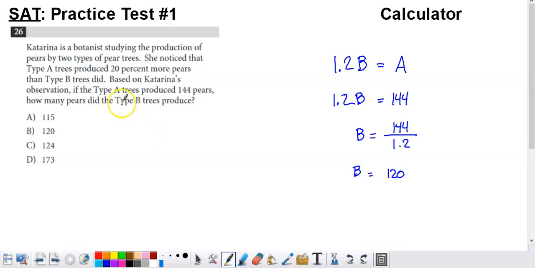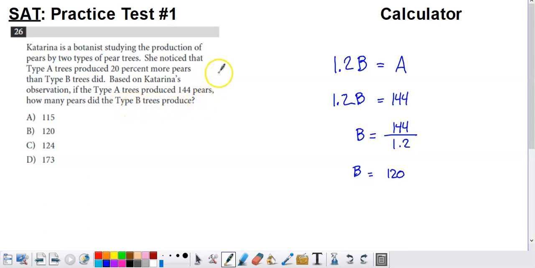So it's talking about a botanist studying the production of pears by two types of trees. She noticed that the type A trees produced 20% more pears than the type B trees did. Based on this observation, if the type A trees produce 144 pears, how many pears did the type B trees produce?